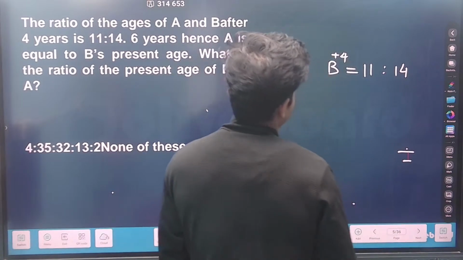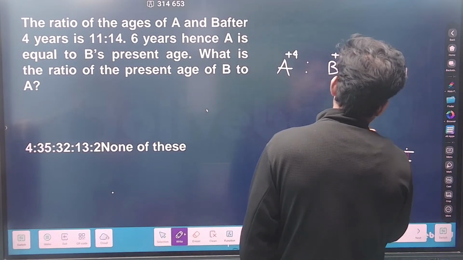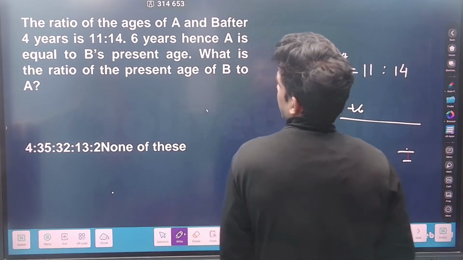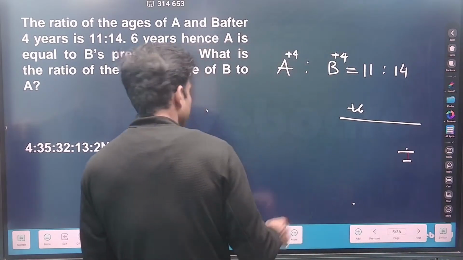6 years hence. So after 6 years, okay. So basically 6 years hence, so plus 6, the ratio becomes... okay, 6 years hence. You will not write it like that because this is in statement form.